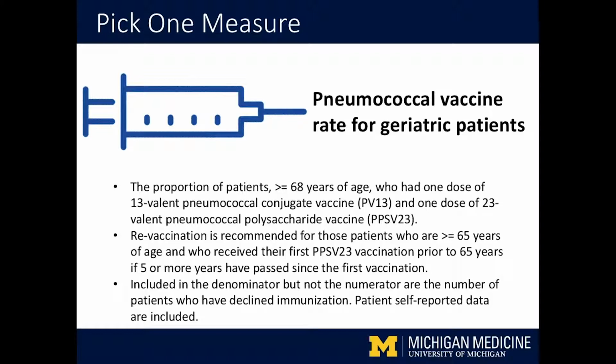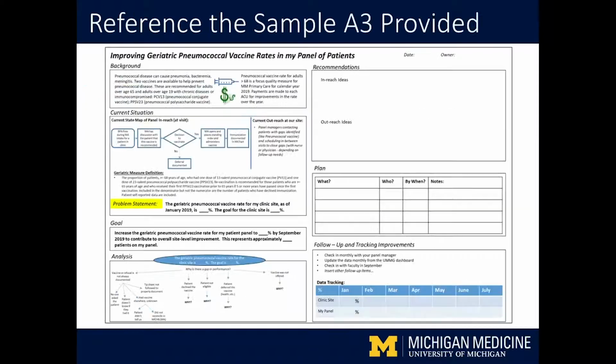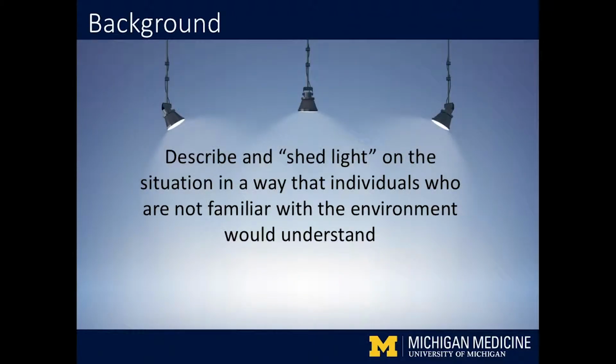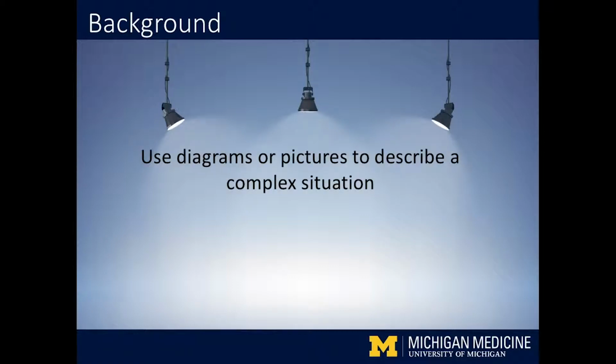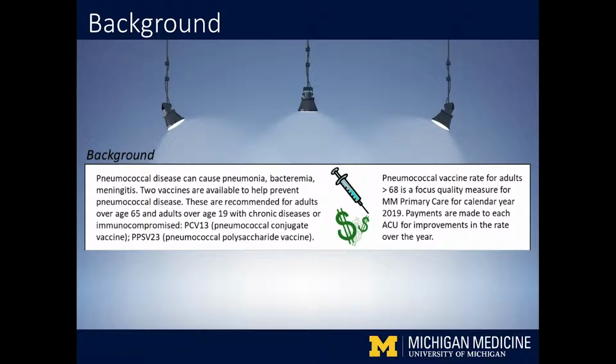We will work our way through this section by section. Some areas of the A3 are pre-filled to assist you. Other sections you will need to fill in as you gather more information outside of this session. In the background section, you want to shed light on the situation in a way that individuals who are not familiar with the environment would understand. You want to be concise, and you should try to use diagrams or pictures to describe complexities. Here is a drafted background section around the pneumococcal vaccination rates.